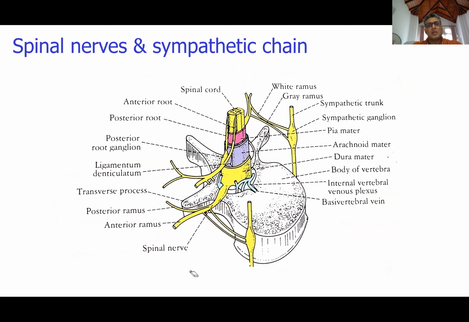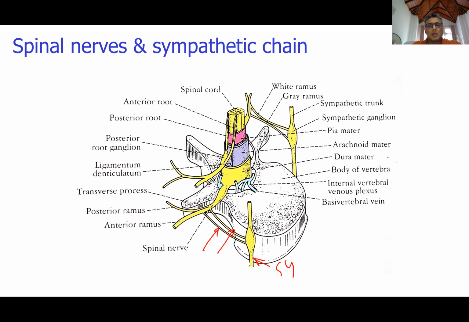Then this is another picture to give you the same idea. You can see the dorsal root ganglion here. So the mixed spinal nerve is formed somewhere here, just distal to the dorsal root ganglion. Then once the spinal nerve comes out, it is connected to the sympathetic chain by two small communicating nerves. One is called the white ramus communicans, the other one is called the gray ramus communicans. I'll show you a different picture later. So they connect the spinal nerves to the sympathetic chain.